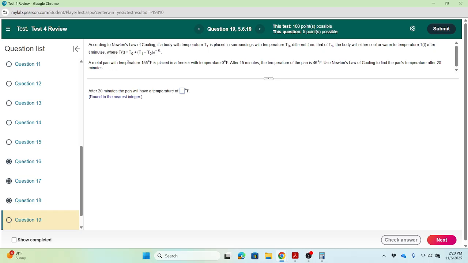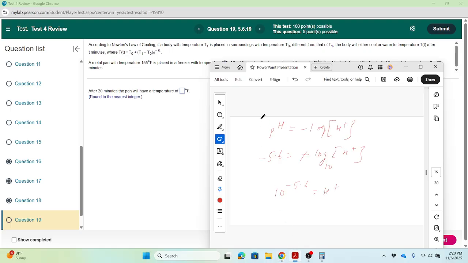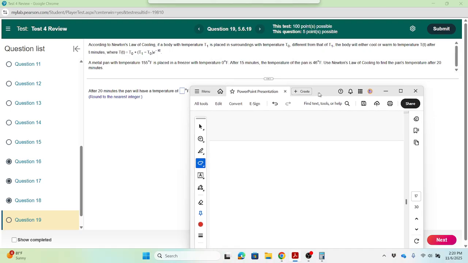A metal pan with a temperature of 155 degrees Fahrenheit is placed in a freezer with temperature 0 degrees. After 15 minutes, the temperature of the pan is 46 degrees Fahrenheit. Use Newton's law of cooling to find the pan's temperature after 20 minutes. So here the idea is you need to find out the cooling rate. What is k? We can do that by using this information first.